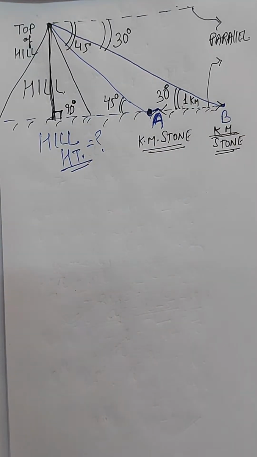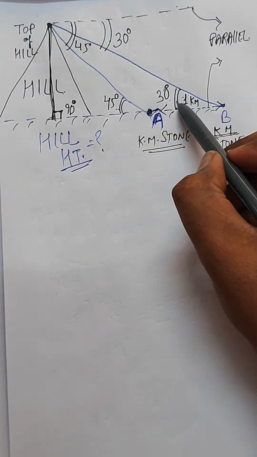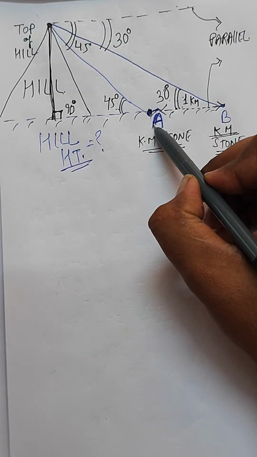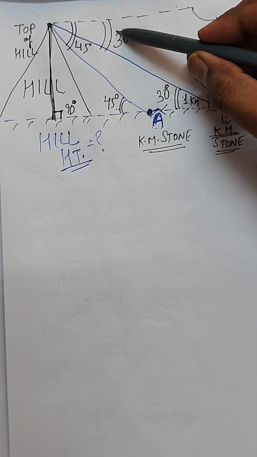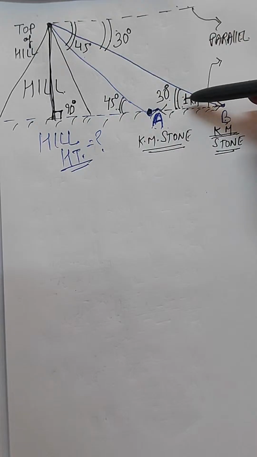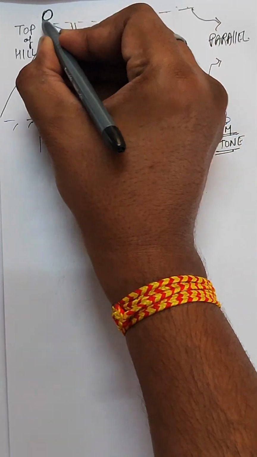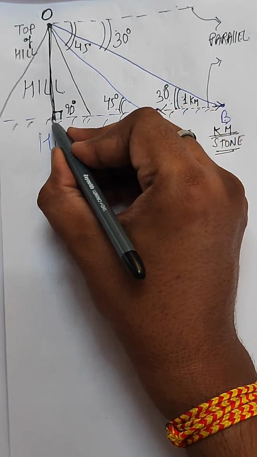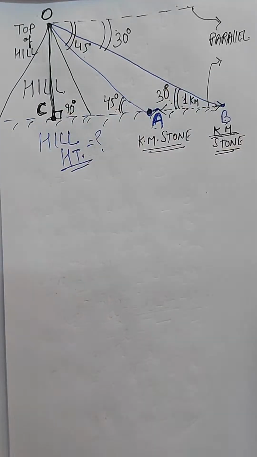To find the hill height, we have already derived all the relations, 30 degree, 45 degree. These are the two angles of elevation from point B and point A, because A and B are the two milestones or the kilometer stones. So here you can see the angle of depression which was given to you as 30 degree and 45 degree is converted into an angle of elevation of 30 degree and 45 degree. So from here we will take two relations. Let's say the top is O, and the bottom where it is striking the ground, this is C.